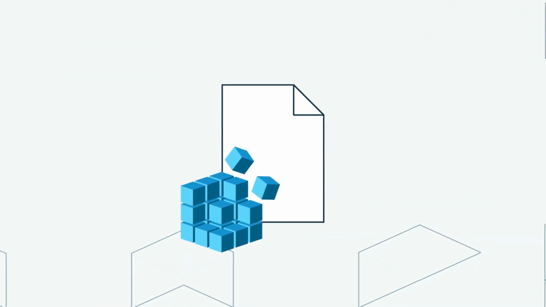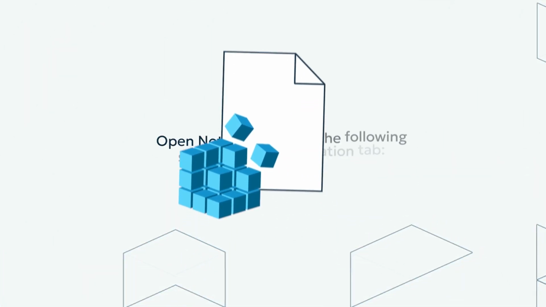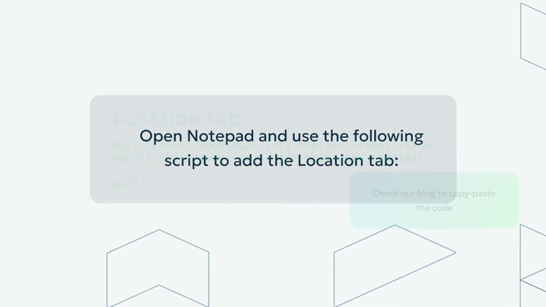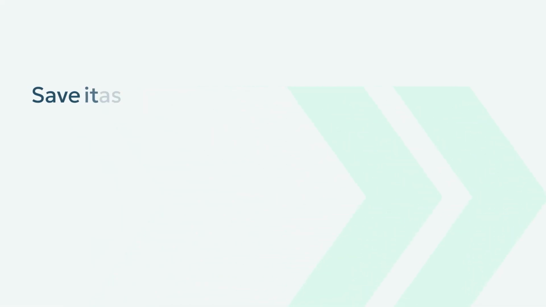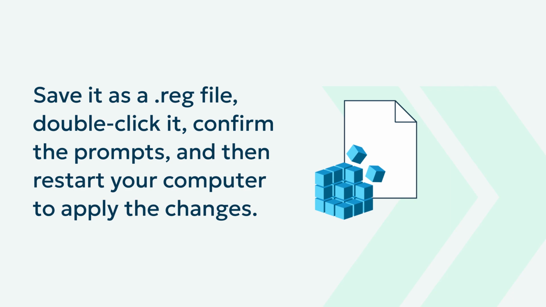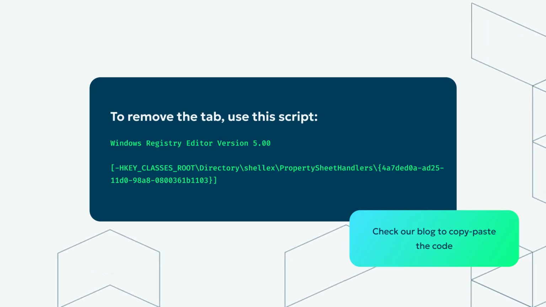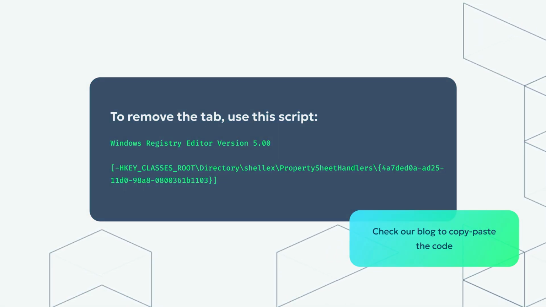Another is to create a .reg file. Open Notepad and use the following script to add the location tab. Save it as a .reg file, double-click it, confirm the prompts, and then restart your computer to apply the changes. To remove the tab, use this script and follow the same steps.